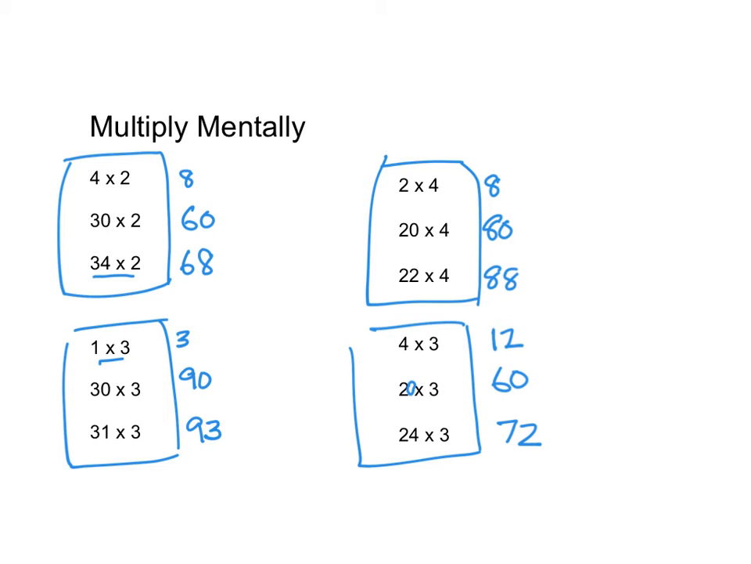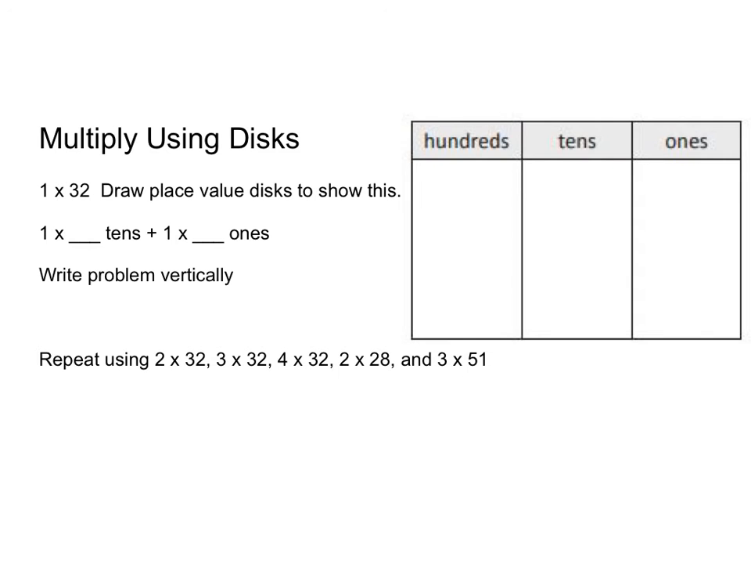All right, let's go on to this last page. This is going to be something that you should have started doing yesterday in your lesson, and we're just reviewing it. So we're going to multiply using discs. The very first problem is really simple, 1 times 32. Well, you already know that in your head, but we're going to show it with discs.